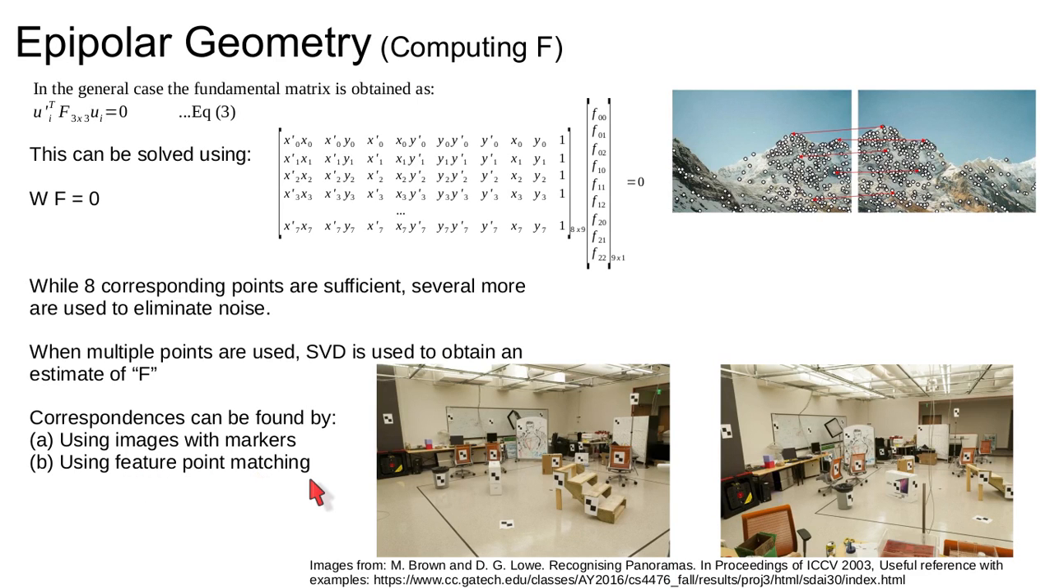You can also use feature point matching to identify locations that correspond to each other in 2 images. So for example, here we are showing SIFT points, and the features around SIFT points can be used to match and identify sets of 8 points that correspond to each other, and these 8 points can be used to obtain the fundamental matrix. You can also have several points that are matching, let's say 50, 100, 150 and so on, and these points can be used with singular value decomposition to obtain an estimate of the fundamental matrix.